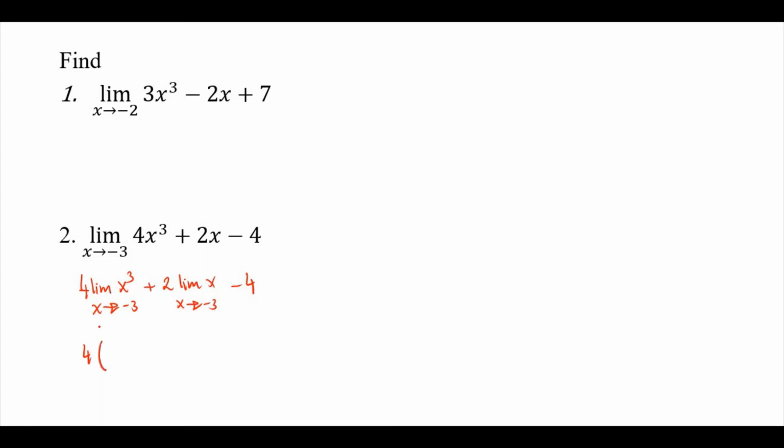So 4 times the limit of x as x approaches negative 3 is negative 3, all to the third power, plus 2 times the limit of x as x approaches negative 3 is negative 3, minus 4, which is equal to negative 27 times 4 minus 6 minus 4, equal to negative 118.